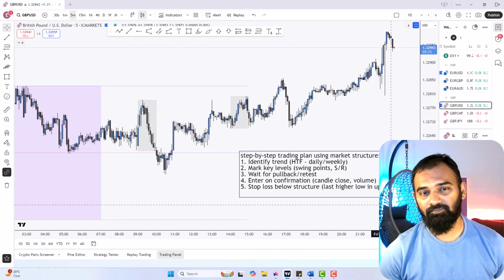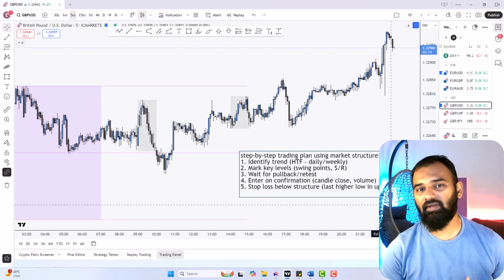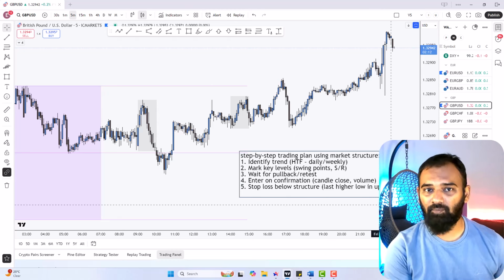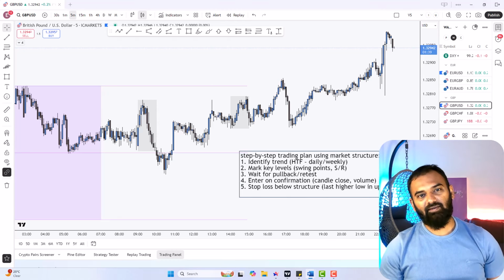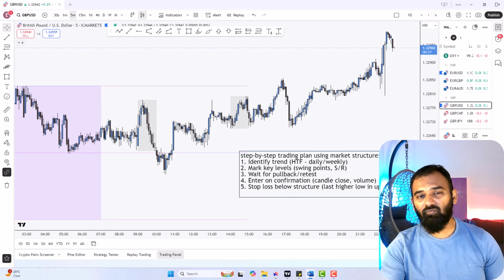Enter on confirmation. Confirmation means you can see a lot of different things. You can see the type of candle forming, you can see volume divergence, you can see RSI. You can use those indicators here, but just for support. Now practice, practice, practice. Market structure is the blueprint of price action. You will start to see the market very differently.